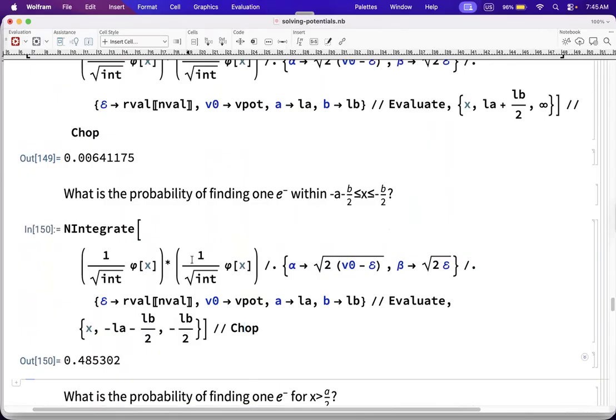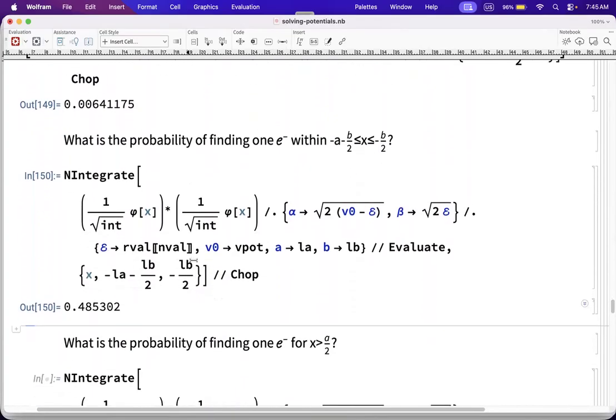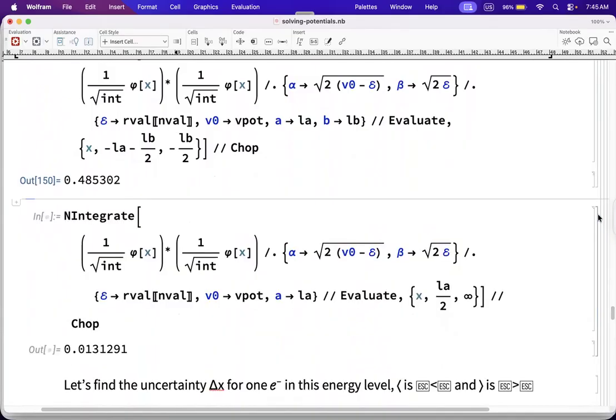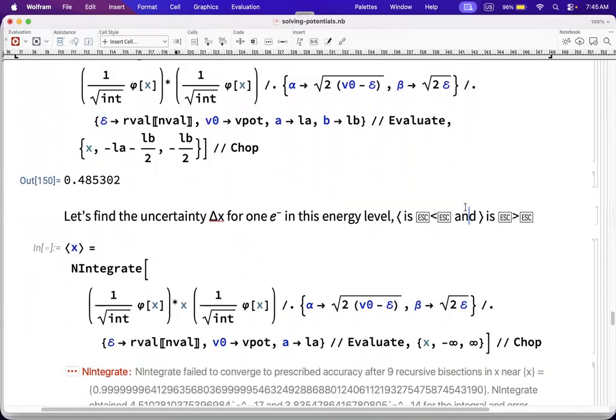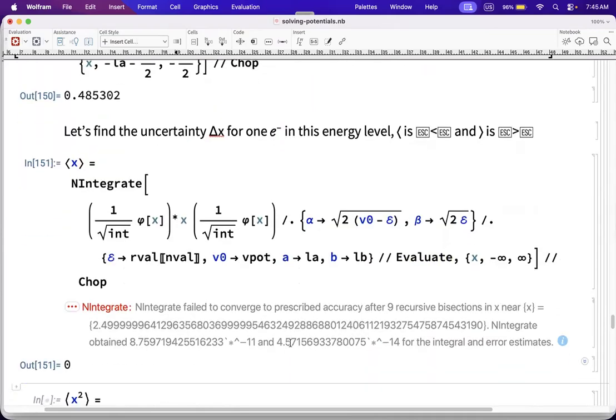I'm just cleaning this up. Okay, so I did this already, so it's not needed. I just have to edit this anyway. Now let's find the expected value of the position. This one I copied from the previous section. We only have to add this, comma, B goes to LB. And that's it. So the expected value of the position is 0.